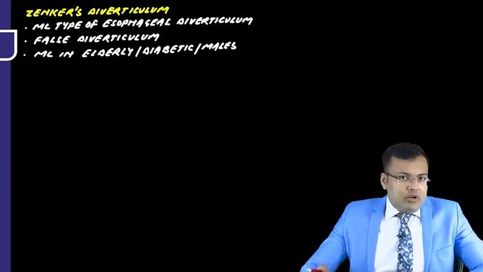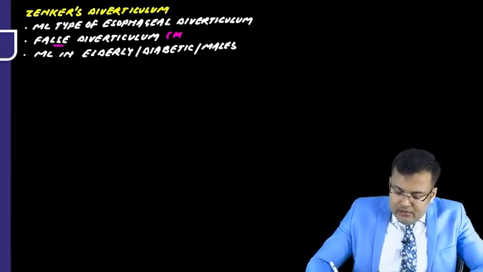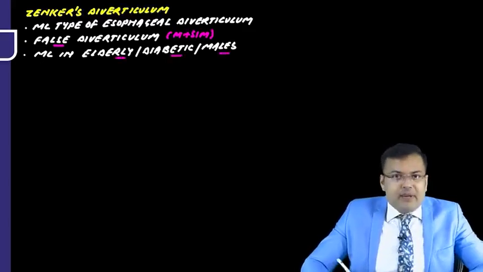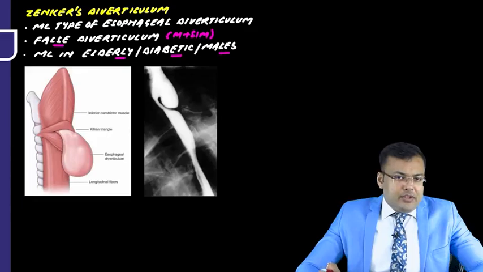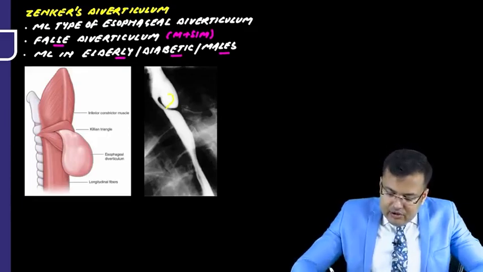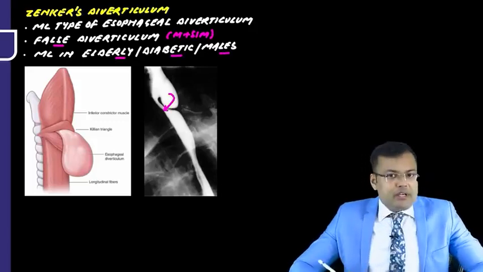So Zenker's diverticulum, it is the most common type of esophageal diverticulum. We discussed it is false because it contains only mucosa and submucosa. And in which population it is seen? More common in elderly diabetic males. Now what is the problem in patients of Zenker's diverticulum? You can see this is the diverticulum, and this diverticulum is compressing the esophagus.